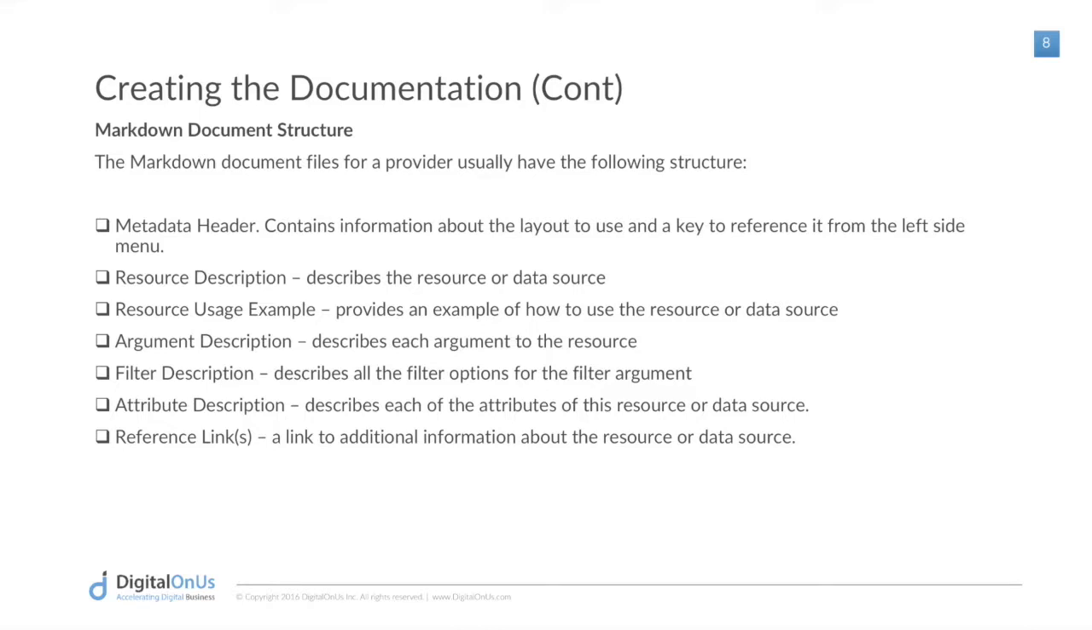The Markdown document files for a provider usually have the following structure: a metadata header, which contains information about the layout to use and a key to reference it from the left side menu; a resource description, which describes the resource or data source; a resource example, which provides an example of how to use the resource or the data source; argument description, describe each of the arguments of the resource; filter description, describe all of the filter options for the filter argument; attribute description, describes each of the attributes of this resource or data source; reference links, provides some links to additional information about the source.